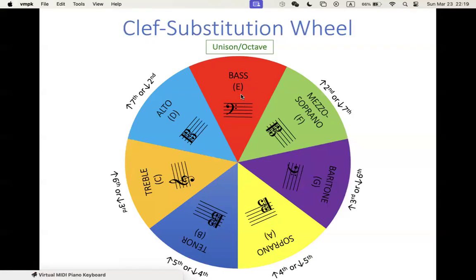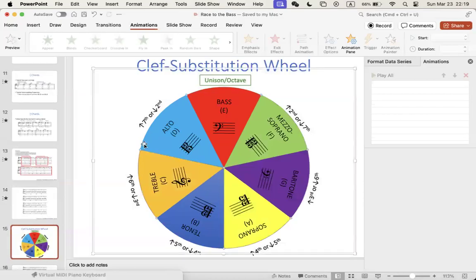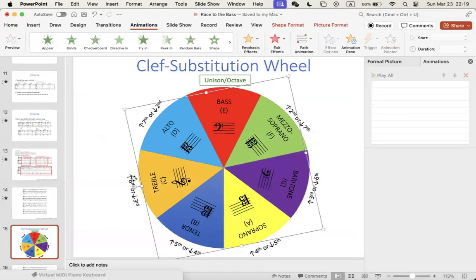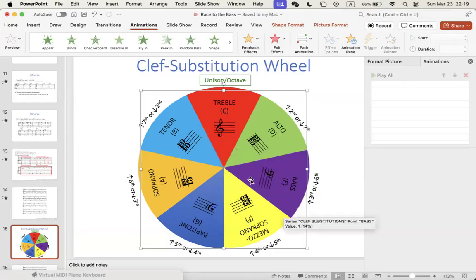Okay, so if we start with bass clef and we want to transpose down by a second, we can use alto clef. Or if we start with treble clef and we want to transpose down by step, we can use tenor clef. And so this order of clefs is preserved. And here's how it's derived, by the way.